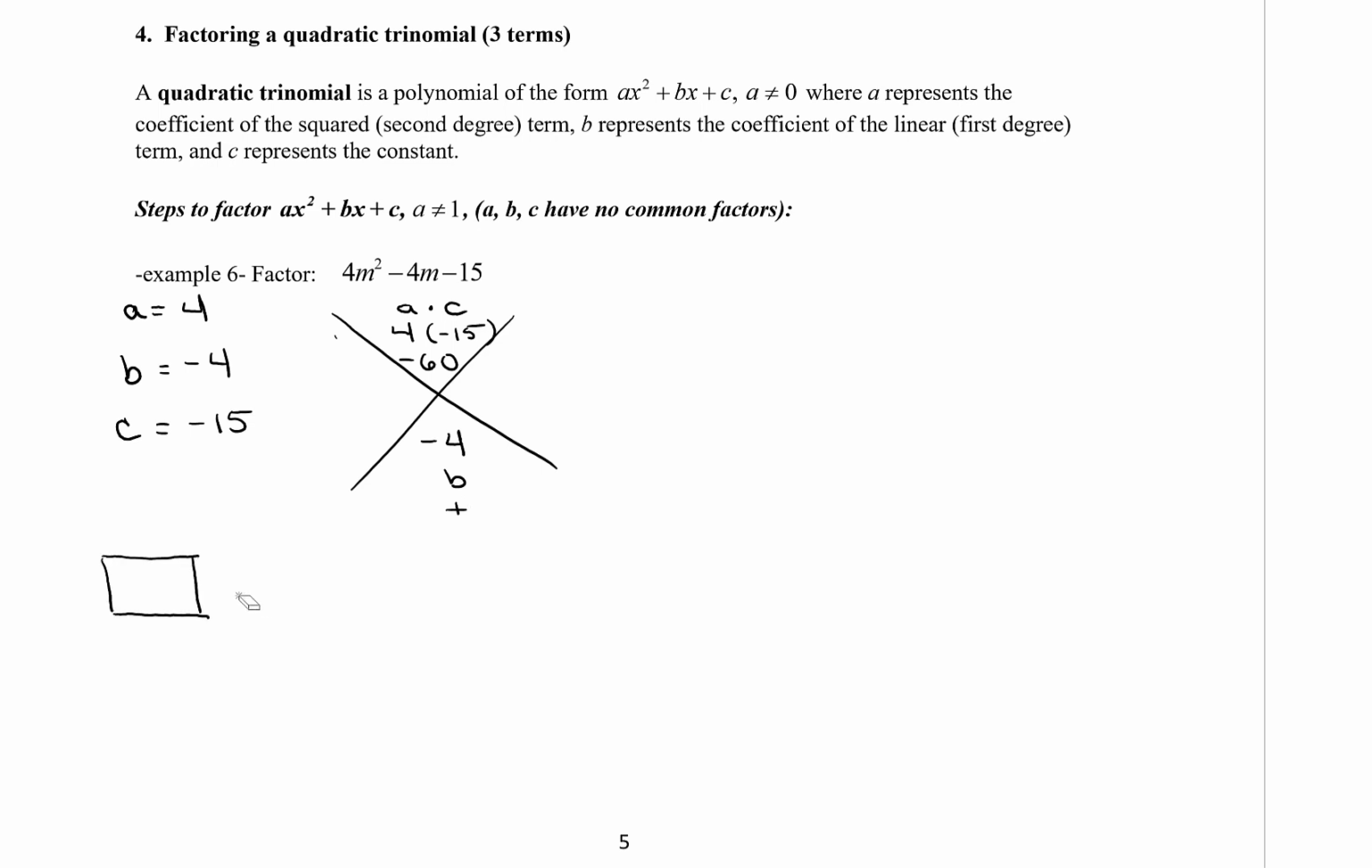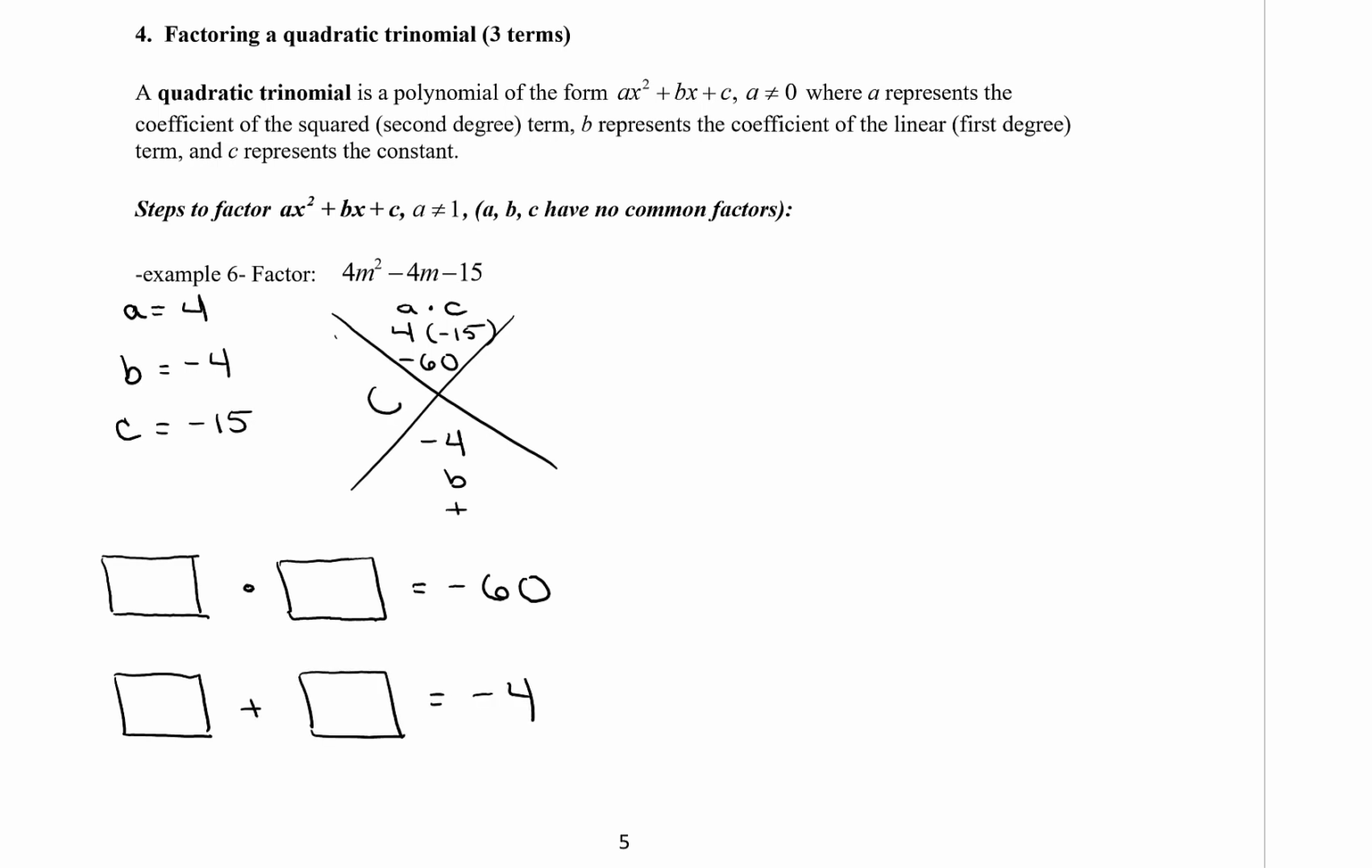I need to find two numbers that multiply to give me that product of negative 60, and the same two numbers need to add up to give me negative 4. Those two numbers are going to be 6 and negative 10. So I'm going to go ahead and use those two numbers to rewrite the middle term, the linear term of my polynomial.